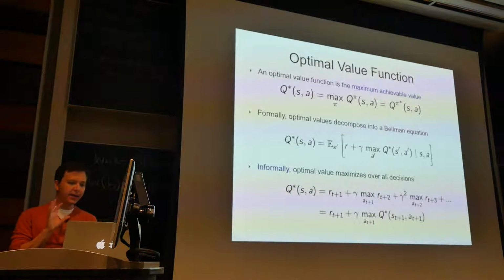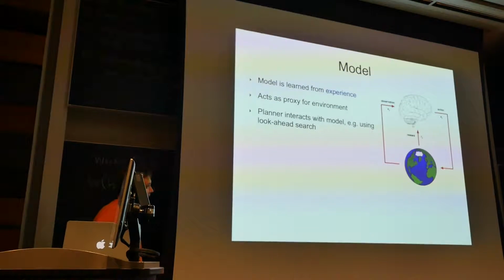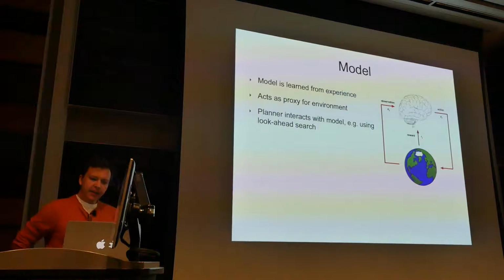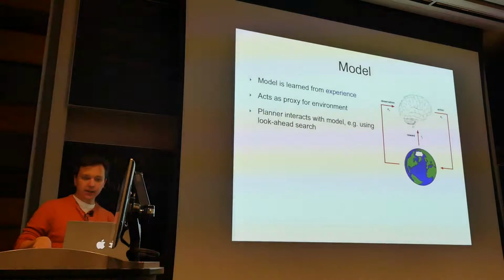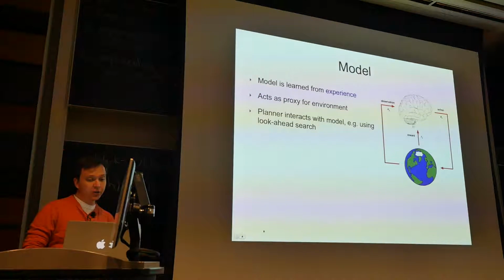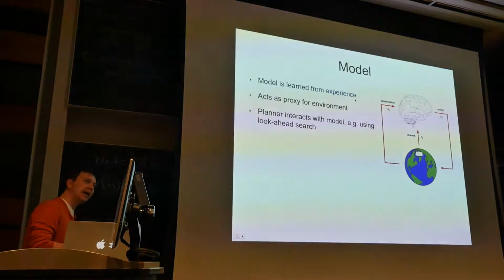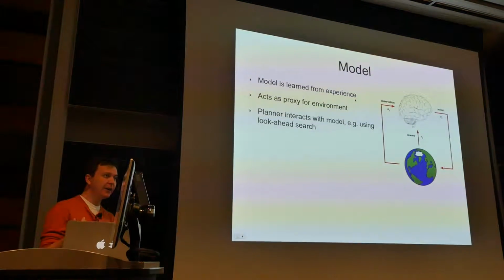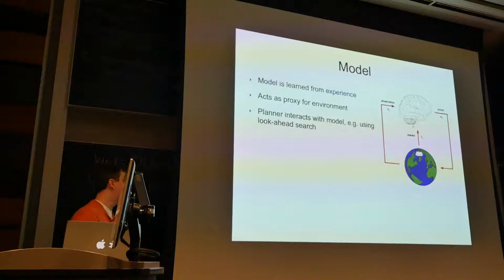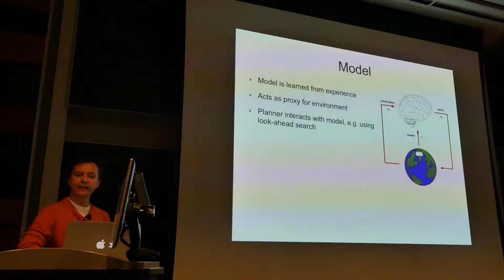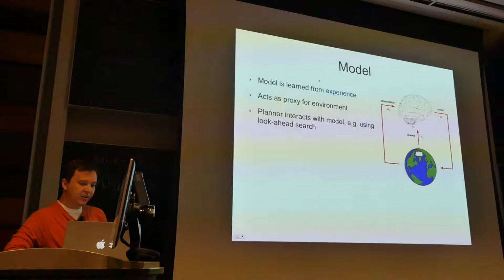Okay, so these are the optimal value functions. Now the model, there are approaches, again, we're not going to look at these approaches in this class, but there are approaches for trying to learn the model from the experience. It's actually trying to learn, for example, the dynamics of the world around you. Which effectively is trying to learn what's the distribution of the next state given the previous state and the action that you're taking. So if you have a model of the entire environment, you can act as a proxy for the environment.